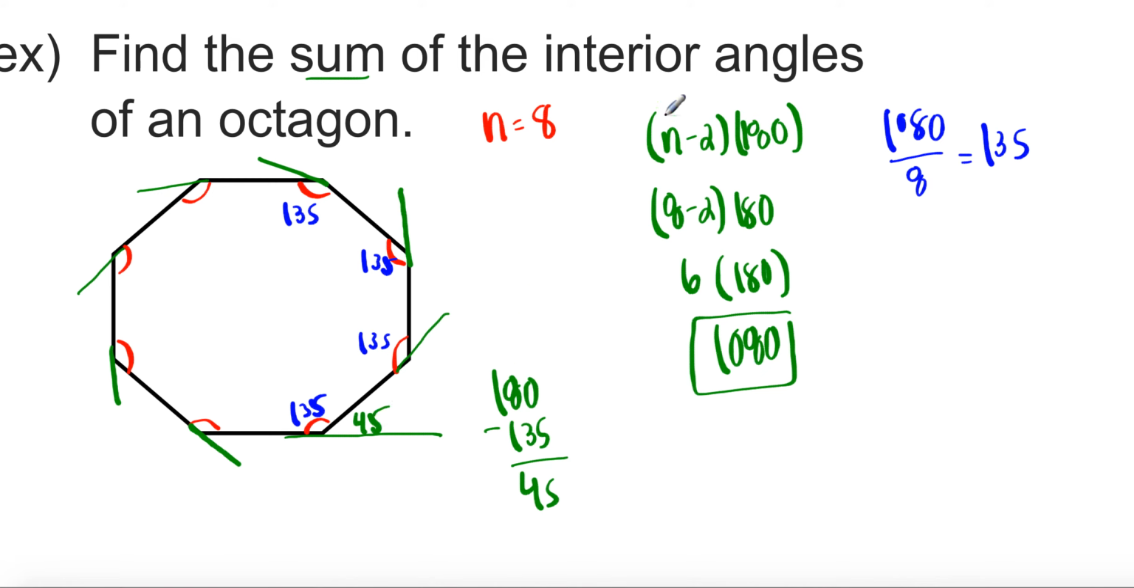Okay, so it's all about this (n minus 2) times 180, and that gives you the sum of all the angles in the figure. And then if it's regular, you can go from there and find each individual angle.